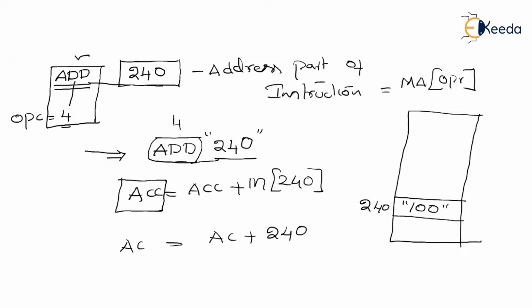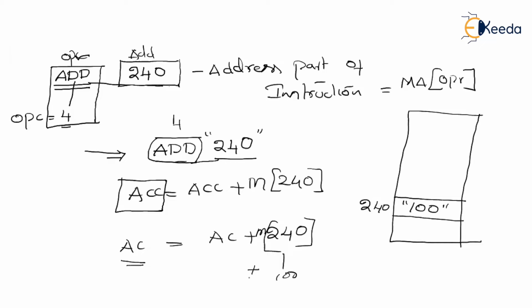The instruction is of 2 fields. One is the opcode field and one more is the address of the operand, which holds a memory address in which the actual operand is available. Since the accumulator is always the implied operand, the default operand for every instruction, the second operand will be available in the main memory. This memory address is specified within the instruction. So add 240 means accumulator plus M of 240. M of 240 is 100.